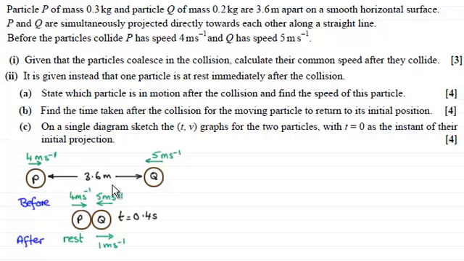Remember that particles P and Q were 3.6 meters apart. P was projected towards Q with a speed of 4 meters per second, while Q was projected towards P with an initial speed of 5 meters per second. And then they collided at 0.4 seconds. We found that out in part B here. And we also found out that after they collided, P was at rest and it's Q that moves off to the right at 1 meter per second.